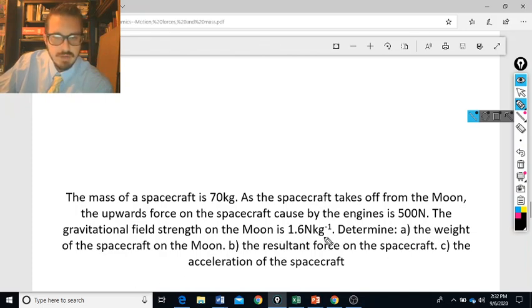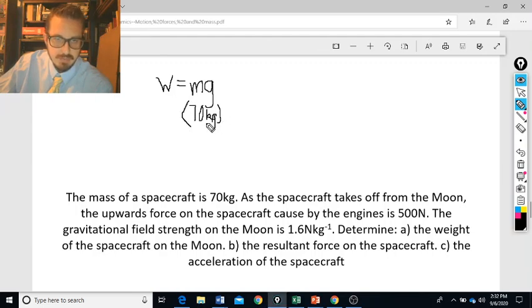The weight of the spacecraft on the moon. The equation for weight, remember, is that weight is equal to mass times local g. They tell us that the spacecraft has a mass of 70 kilograms, so we can substitute that in for mass here. Kind of nice when we don't need to do any conversions. We just recognize that we're in the correct units. And it gives us local g on the moon, 1.6 newtons per kilogram.